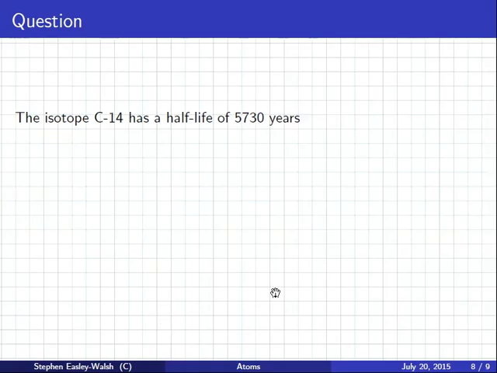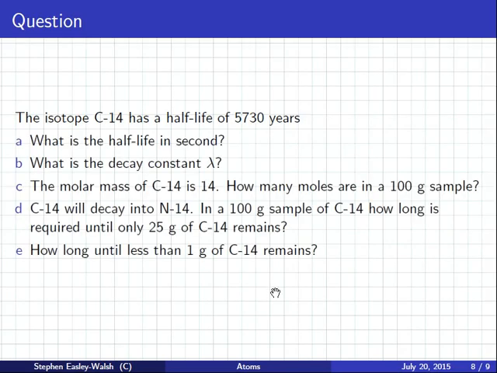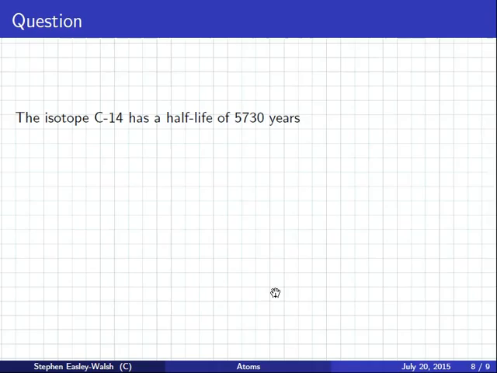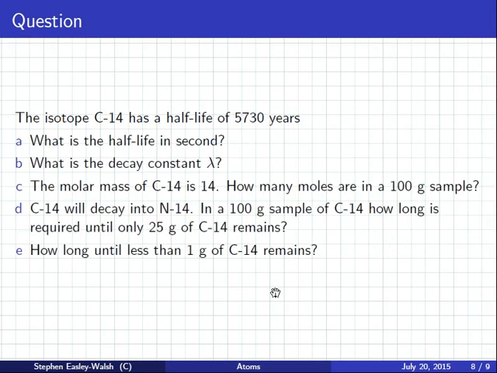The isotope carbon-14 has a half-life of 5,730 years. Now you can change units if you want, but if you're careful you can avoid that, as long as your time stays as years throughout the question. What's the half-life in seconds?